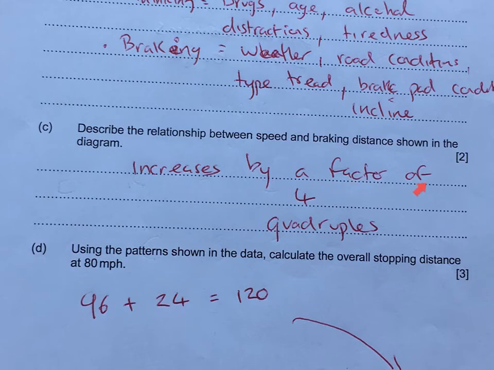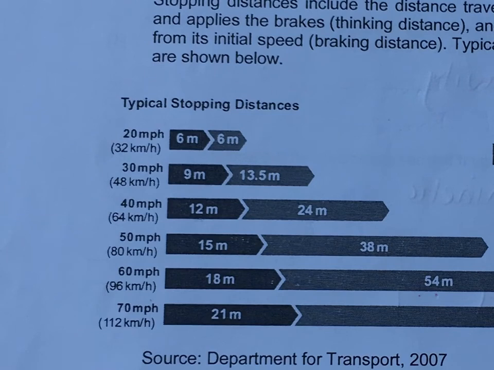It's going to increase by a factor of 4. It's going to quadruple. So whereas thinking distance doubles, so 20 to 40, 6 to 12, and we can check it again, 30 to 60, 9 to 18. It's on about now your braking distance. So from 20 to 40 is 6 to 24. So 6 times 4 is 24. And then from 30 to 60, 4 times 13.5 should take you around about there. Okay?